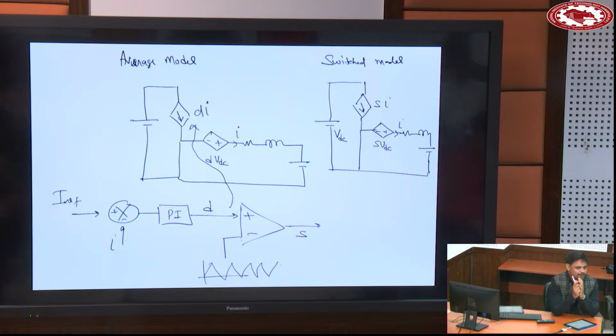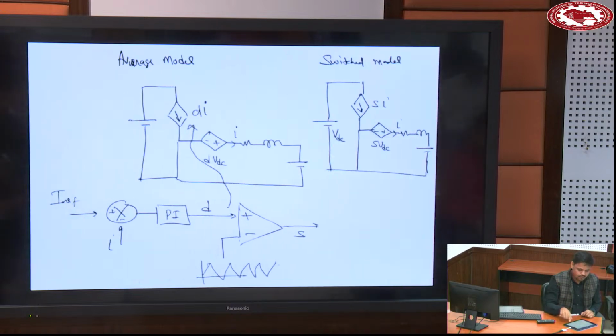What will be the value of Kp and Ki in this case? I told you earlier in the previous class that if the transfer function is 1 upon SL plus R, then take Kp as L upon tau and Ki as R upon tau. Now the point is what will be tau? I told you tau also, some 0.5 millisecond to 5 millisecond. Here I will give deep insight of that.